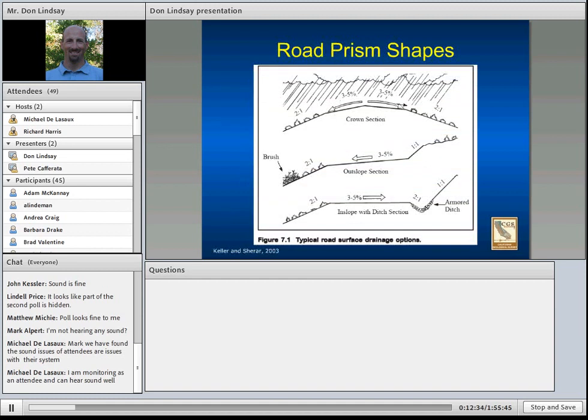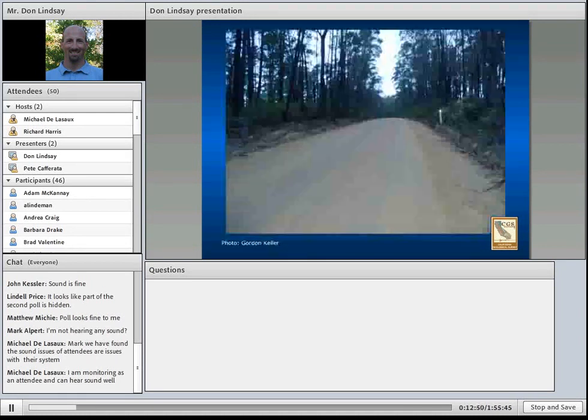Let's get started by looking at the three common road prism shapes shown here from top to bottom that include crown roads, outslope roads, and inslope roads with an inside ditch. Here's a great example of a crown road. Crown roads are best used for high traffic volume conditions where 2 lanes of traffic are required.